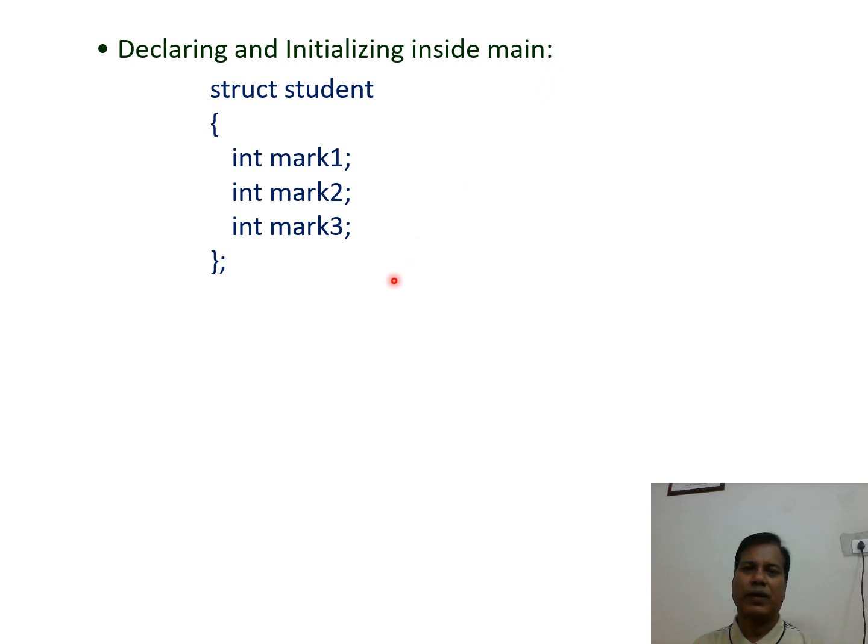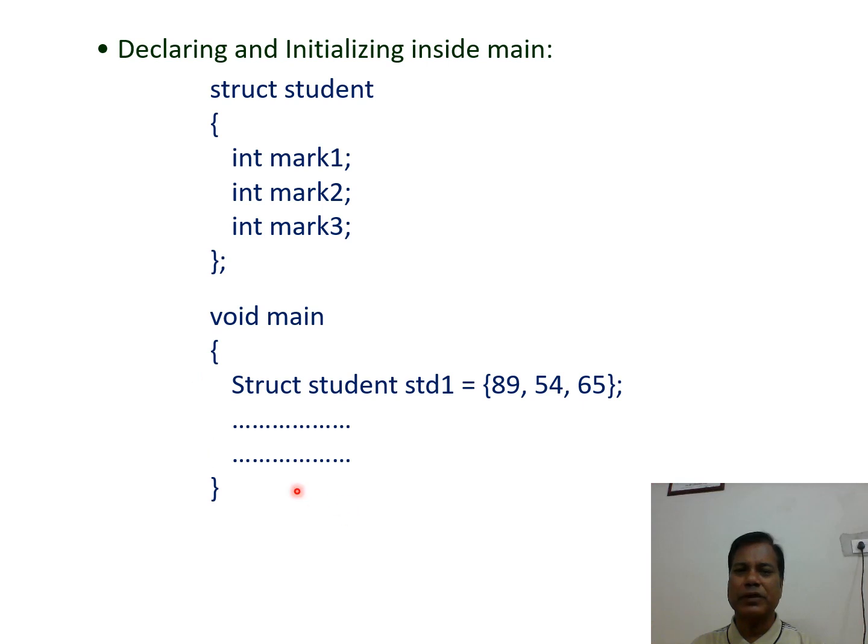Declaring and initializing inside main. So this is the structure variable definition. The structure name is student. It has three member definitions: int mark1, int mark2, int mark3.